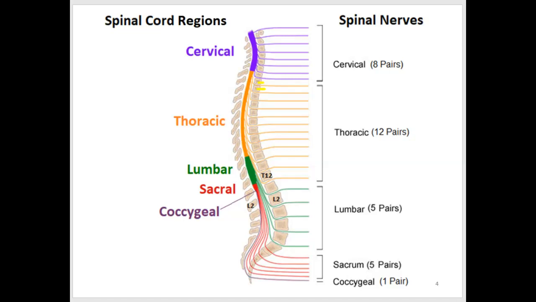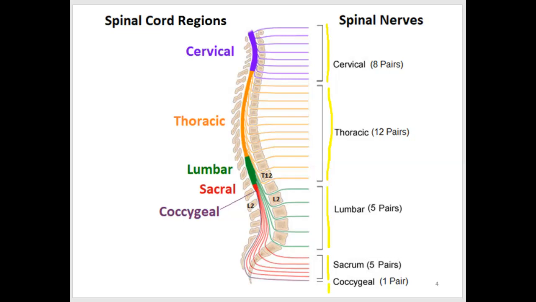So notice this first orange one right here. That's the first thoracic spinal nerve, and it is emerging between two thoracic vertebrae. So we have 8 pairs, because these spinal nerves are bilateral. We have 8 pairs of cervical nerves. We have 12 pairs of thoracic nerves and 5 pairs of lumbar nerves. There's also 5 sacral nerves and 1 coccygeal.